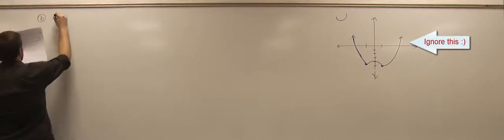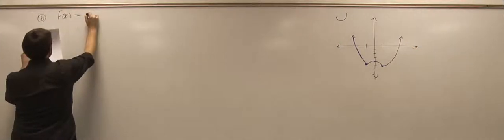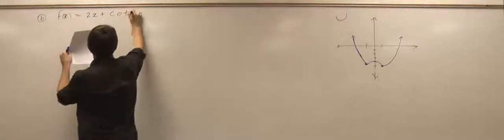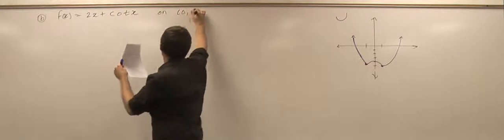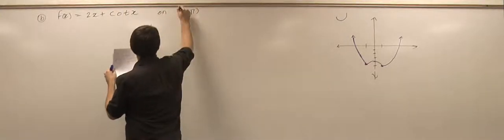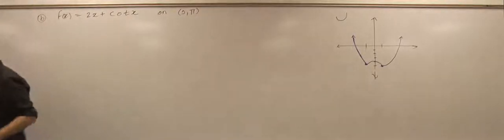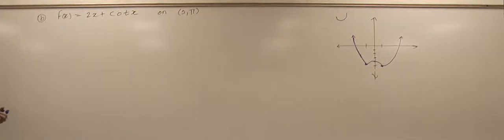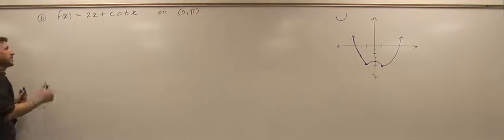Ooh, I like this one. F of x equals 2x plus cotan x on 0 to pi. What? At least it doesn't have any roots in it. You should hate roots. Just make everything difficult. So if I want to know concavity and points of inflection, what am I going to do here? Second derivative, right? Which means I got to go through the first derivative, unfortunately.